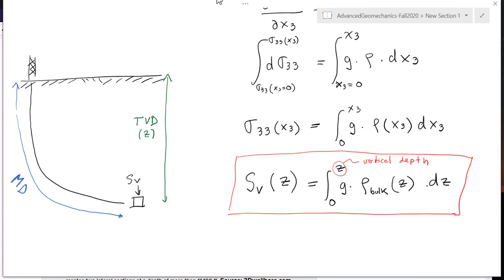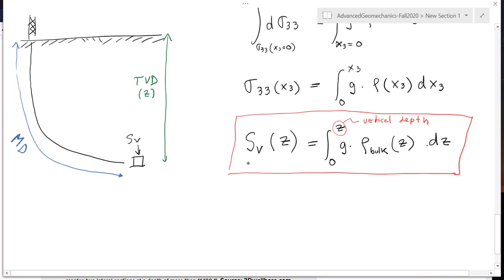Just one more thing before I forget. Let's assume the particular case in which mass density is a constant. In this case, if the mass density is just equal to one value, then the vertical stress, and this could be for an onshore location, is just going to be equal to that value of density times gravity times depth. It is a quite simple equation.